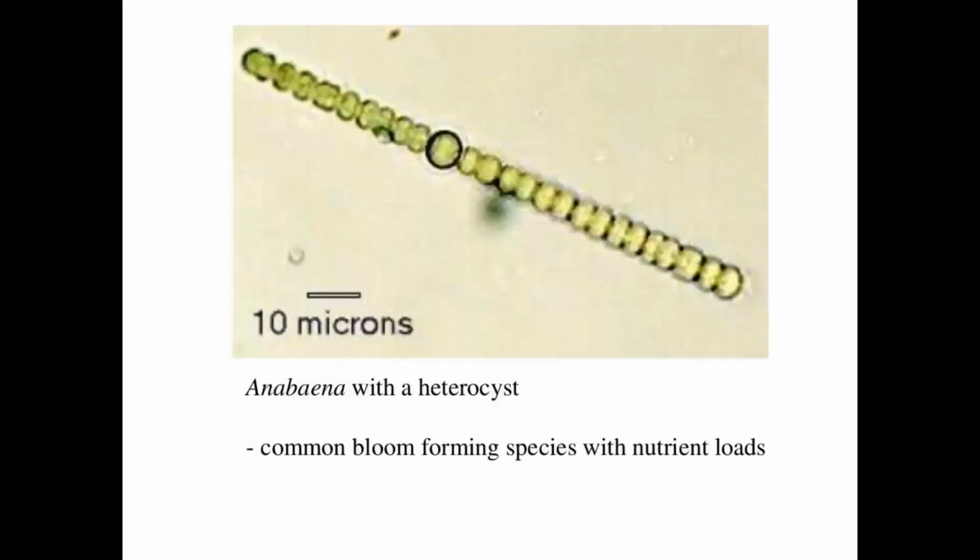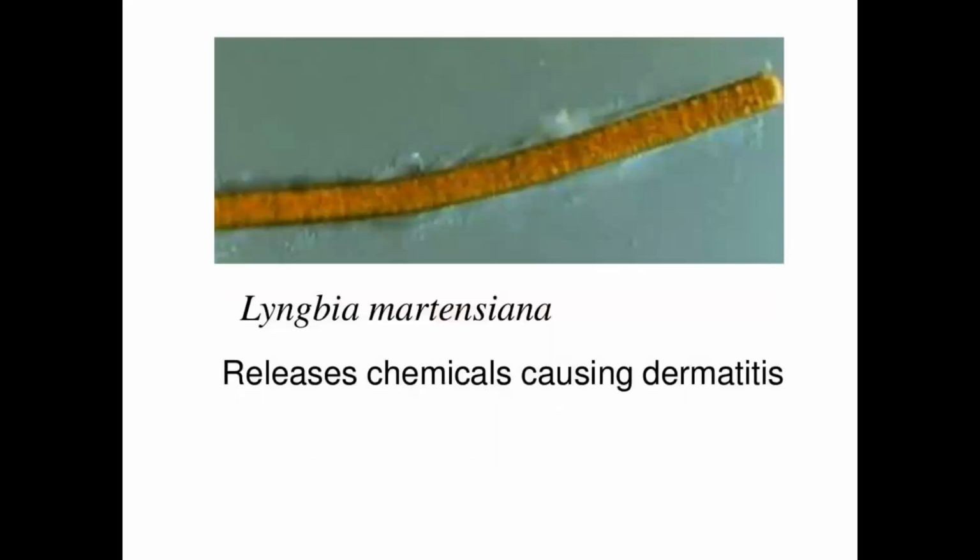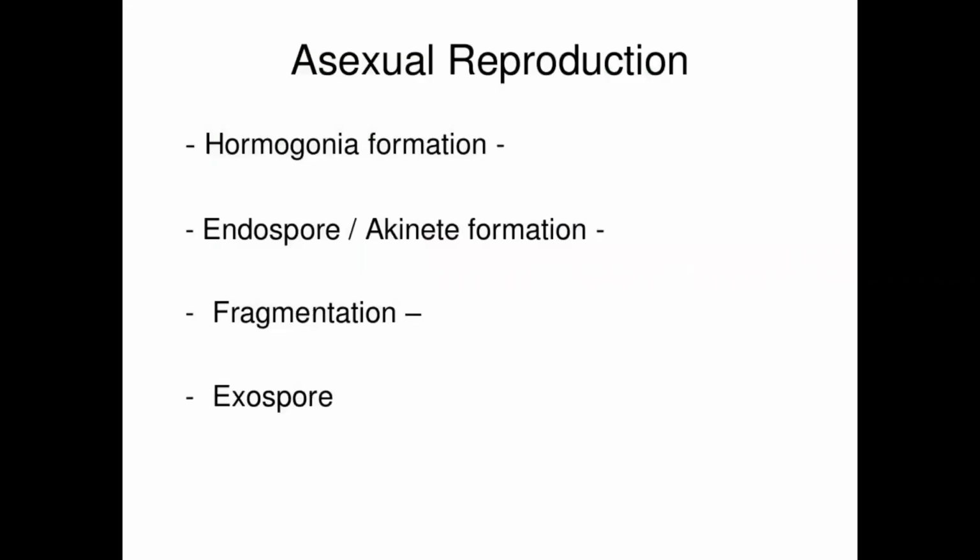Next, Anabaena with a heterocyst. Here you can see the heterocyst, a common bloom forming species with nutrient loads. Whenever you find these aquatic bodies you can find green color. Even at home you can see it in water tanks or somewhere. And Lyngbya martensiana releases chemicals which can cause dermatitis. Dermatitis, derma means skin. So it causes problems to the skin.